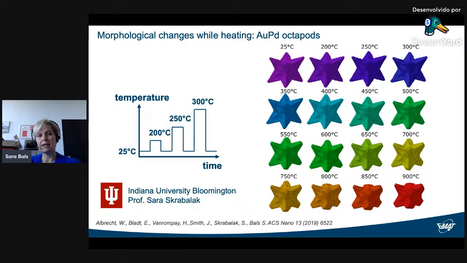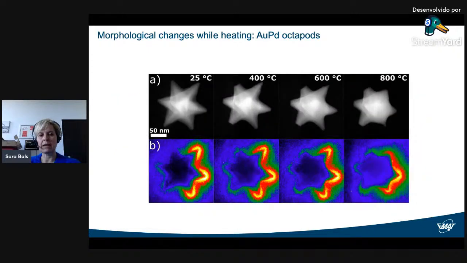And again, you can see that the sharp tips are becoming blunt. This starts to happen around 400 degrees Celsius. And again, we can connect that to the optical properties because again, we can perform plasmon mapping. And then you can see that the intensities in these plasmon maps is dropping as sharp tips become more blunt. And this is quite expected.